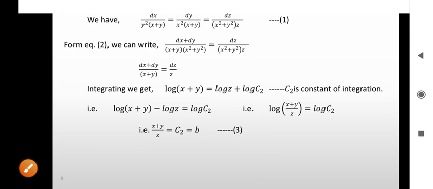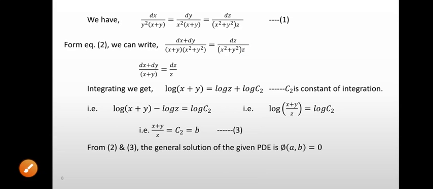Now we can write the general solution. Phi of a, b equal to 0, that is phi of x cube minus y cube, x plus y whole divided by z equal to 0. So in this way we can try for different multipliers, different methods to get the Lagrange's linear equation solution. Here you should know the properties of equal ratios, laws of logarithm, integration results, and also the different forms of differential equations.